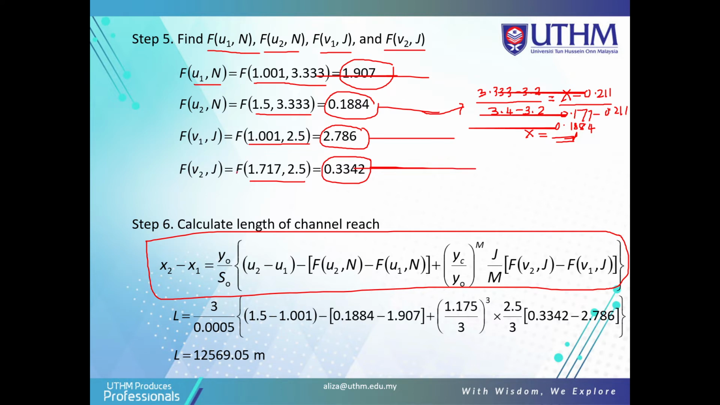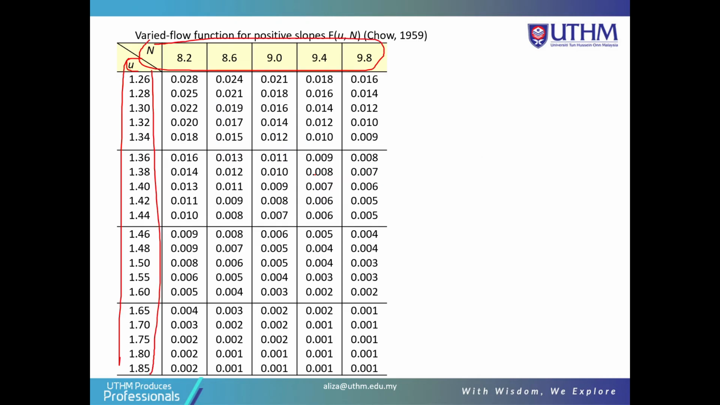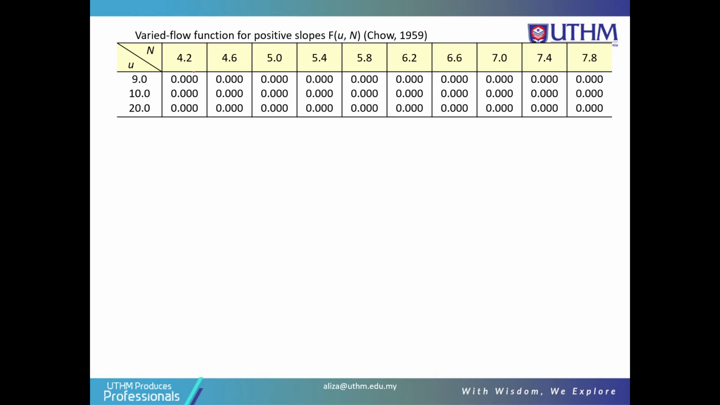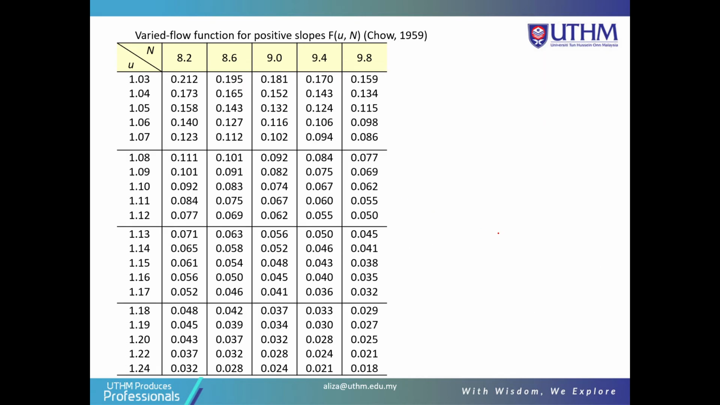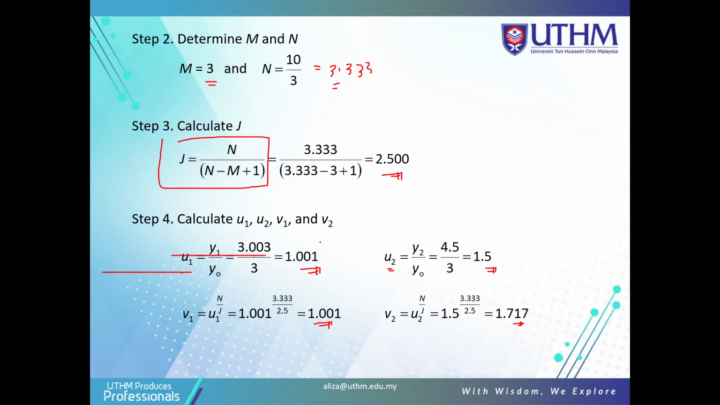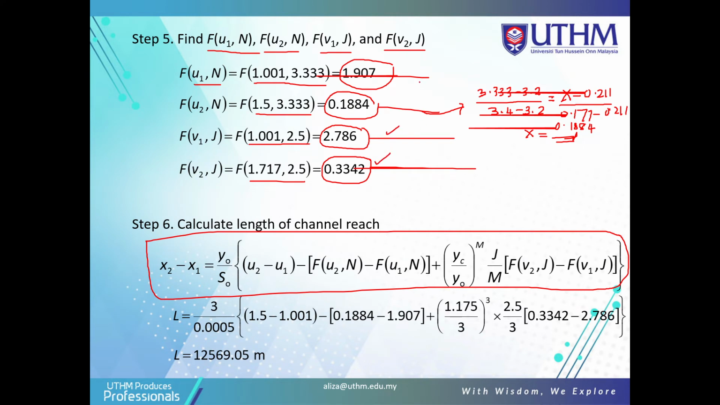For V1 it is 2.5, and based on V2 it is 1.7117, and also J is 2.5. So you must also refer to this table. Based on this concept, you get the value of this and of this. After you get these values, just put them back in this formula, so you get u2, u1, and the function f of 0.1884, and so on until you get the length here. This is more complicated because you must refer to the table to get this value.